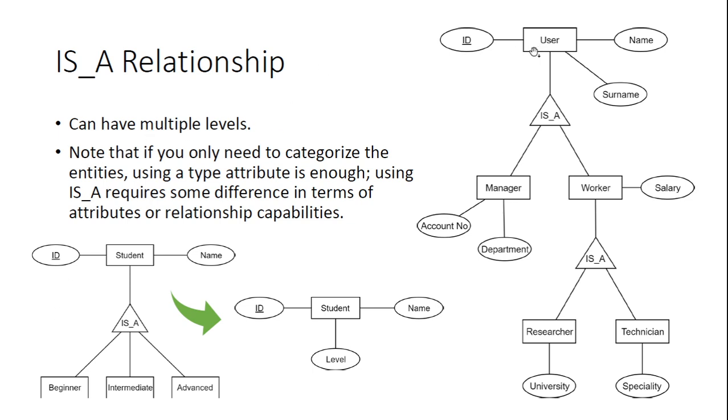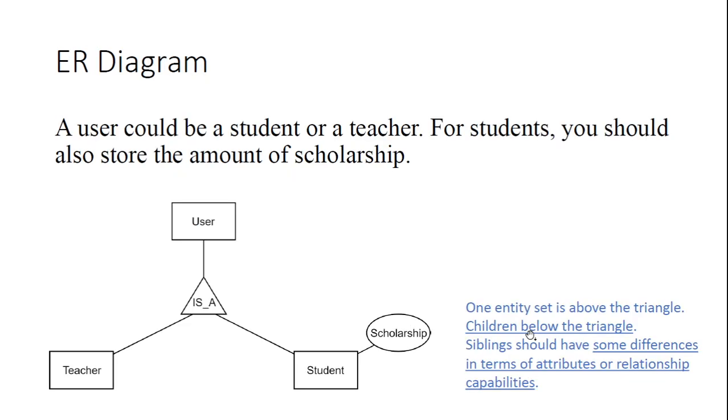For example, we can say, okay, users can have cars, then manager is also a user. Manager can also have a car, for example. But let's say if we define a relationship for the researcher, if we are saying, okay, researchers can work on projects, then technicians and managers are not going to be able to work for a project. Only researchers will be able to work for a project.